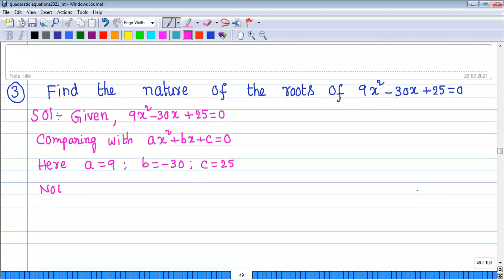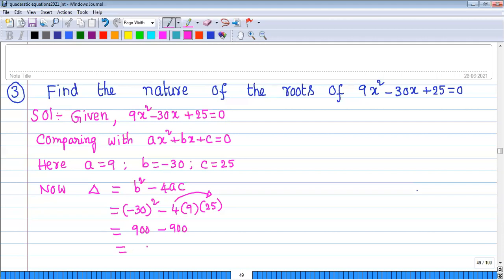Now delta, that is b square minus 4ac. So what is b square? Minus 30 whole square and minus 4 times 9 times 25. So 30 square is 900. Here first rearranging the terms, we need to multiply 4 into 25. This 4 into 25 is 100. 100 into 9, 900. 900 minus 900, 0.